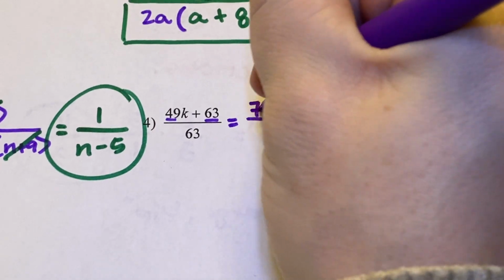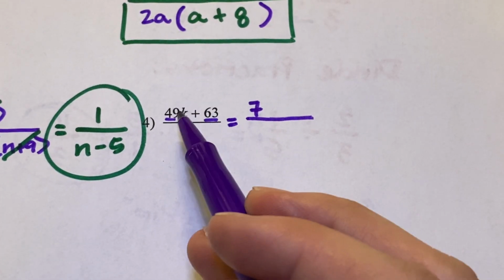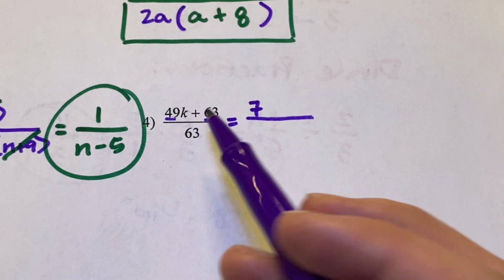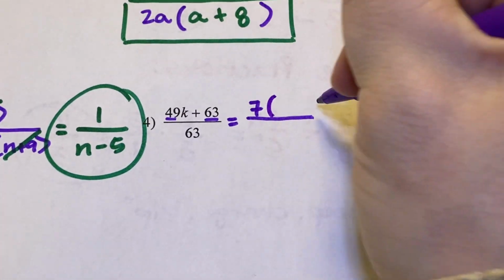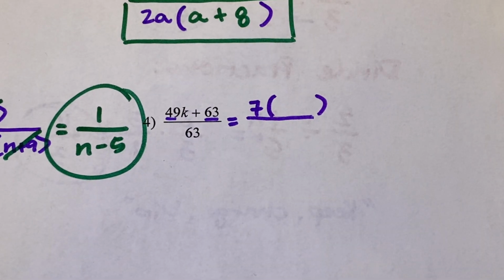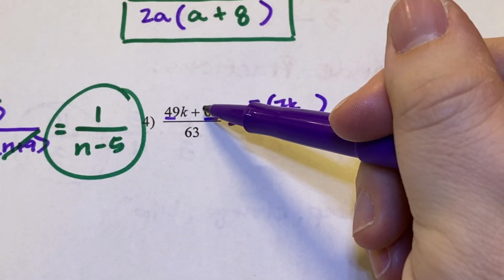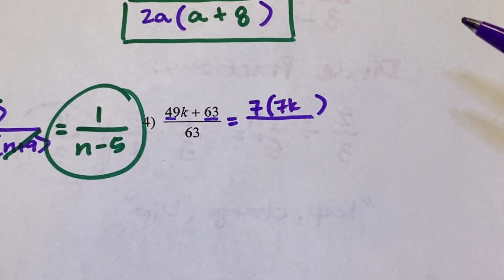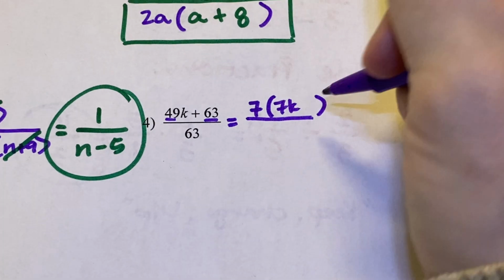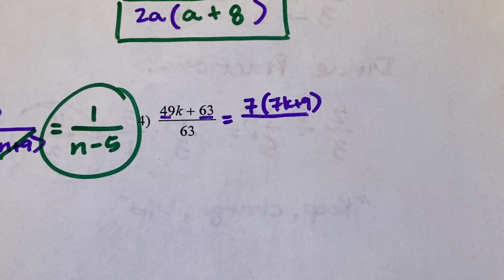So let's divide out a 7. Can I divide out a K? No, because they both don't have one. So 7's the only thing I can divide out. 49 divided by 7 gives me 7, so we get 7K for that first term. 63 divided by 7 is 9. So we have 7K plus 9 in there.